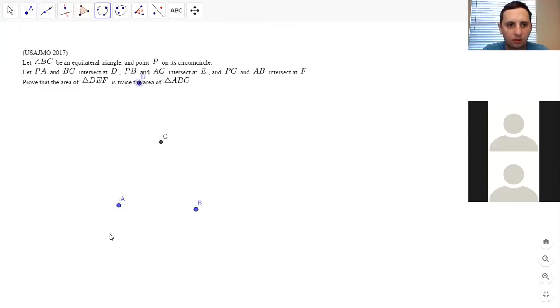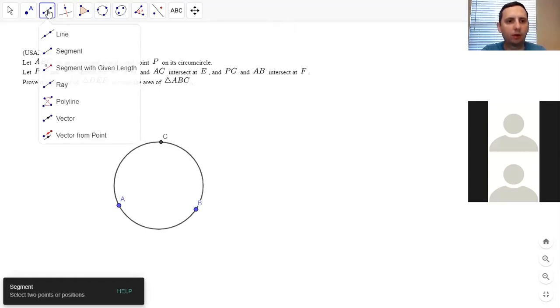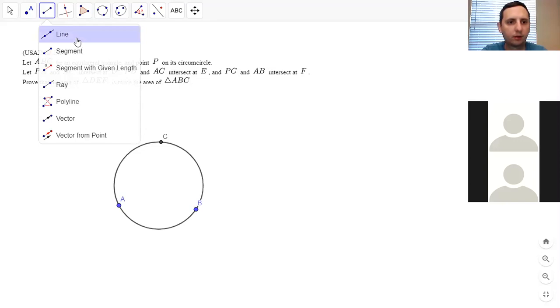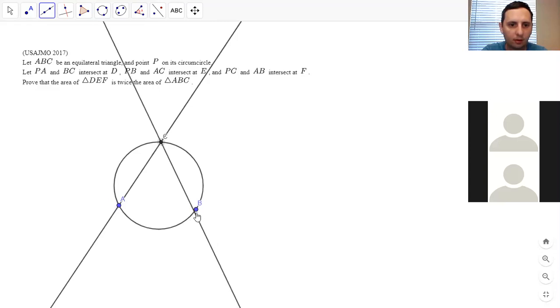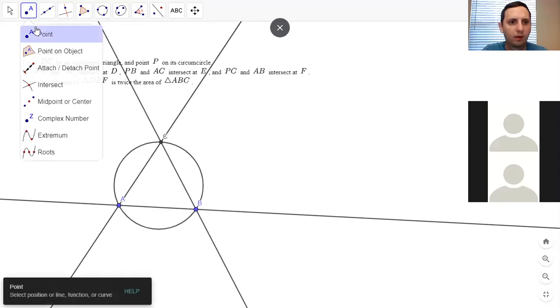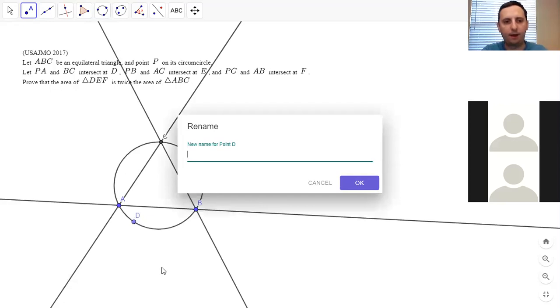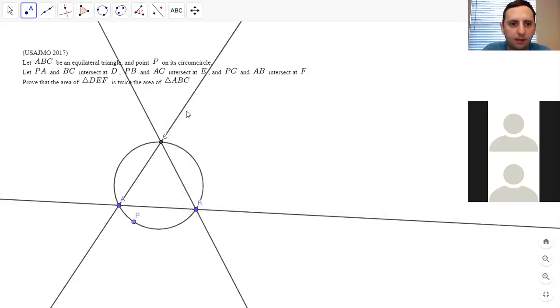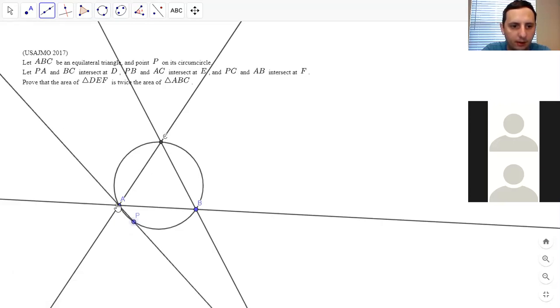Make it bigger in just a second. I think I'm going to want to draw the lines actually, not just the segments. So P is a point on the circumcircle. Call this P. And then we draw PA, PB, and PC. And we see where it intersects the opposite sides.